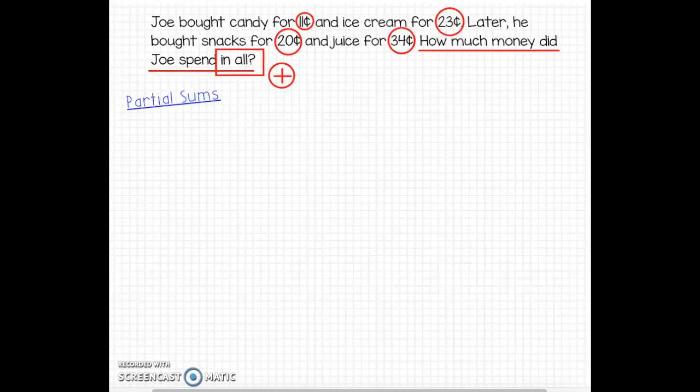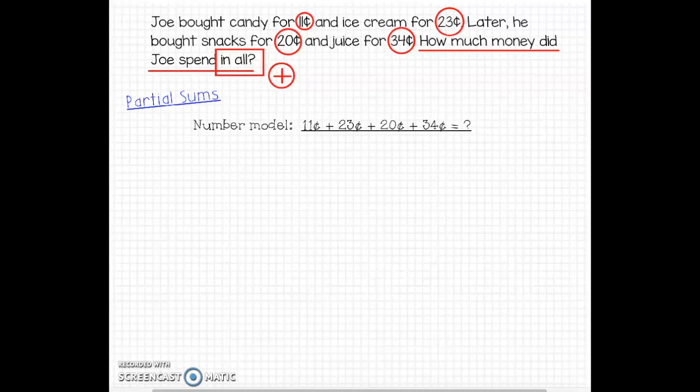Let's try solving this problem using partial sums. What is the number model for this problem? Write it down now. My number model is 11 cents plus 23 cents plus 20 cents plus 34 cents equals question mark. This is what my number model looks like when it is written vertically.